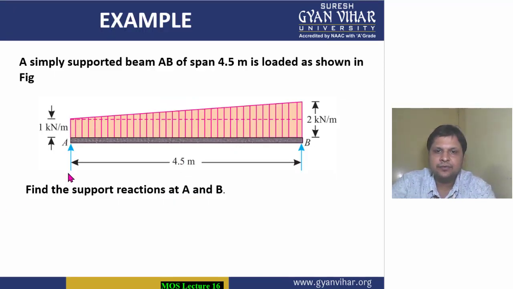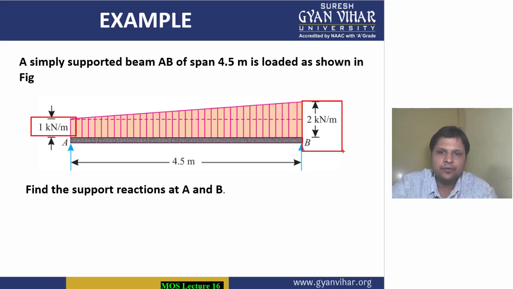Now we will see that if only UVL, uniformly varying load, is acting on any beam, then how we have to calculate its reactions. Here one thing has to be kept in mind, that the load at one end is not 0. In the previous question, the load at this particular end was 0, and on the other end it was maximum. But here the case is that at one end the load is 1 kilonewton per meter, and at the other end the load is 2 kilonewton per meter.